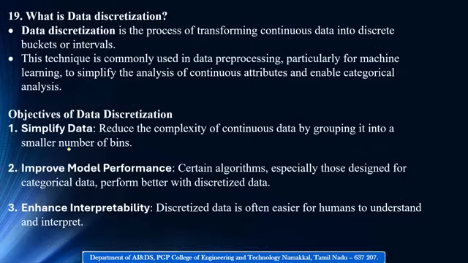The next question is data discretization. This word is coming from discrete.